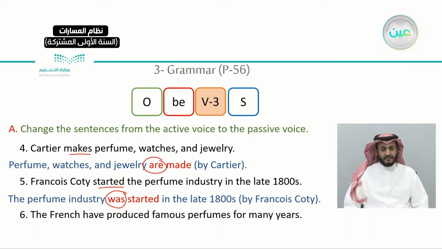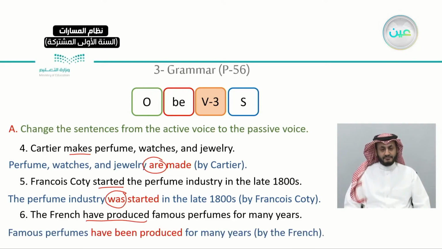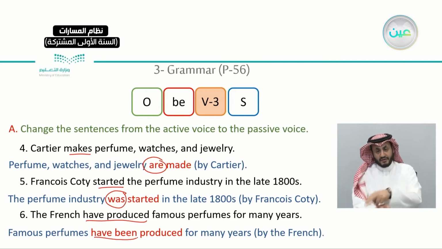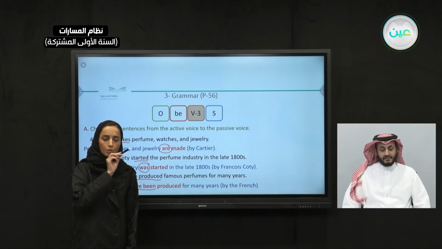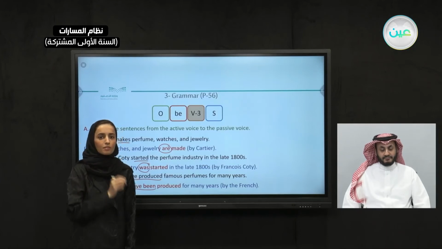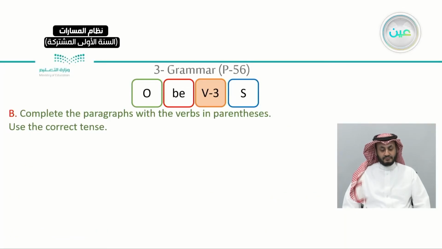The French have produced famous perfumes for many years. Have produced, present perfect. So, we will say, famous perfumes have been produced. Notice, have been produced for many years by the French people. So, all you need to do, object, start with it, verb will affect the verb to be that we're using.